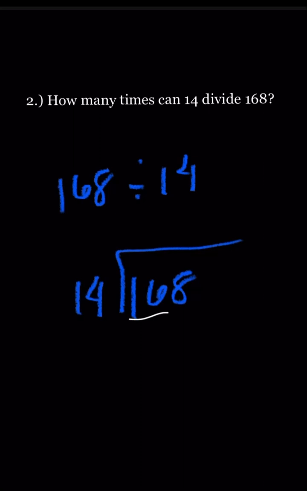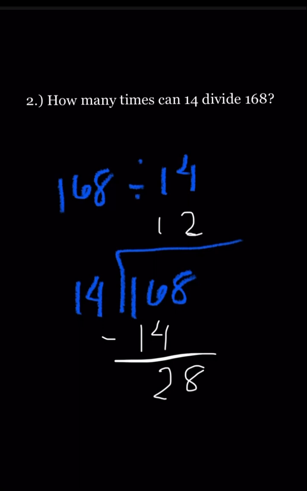And then 16 divided by 14 is 1. And 1 times 14 is 14. Then 16 minus 14 is 2. Bring down 8. And then 28 divided by 14, that is 2. 2 times 14 is 28.